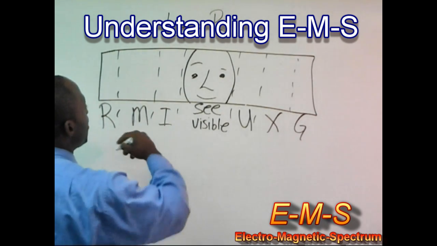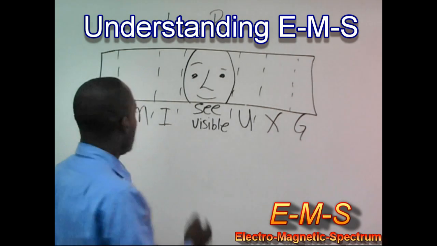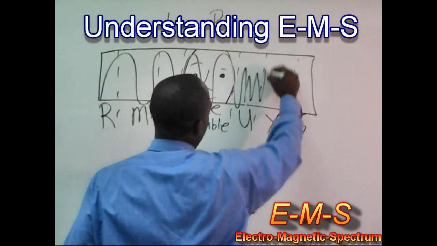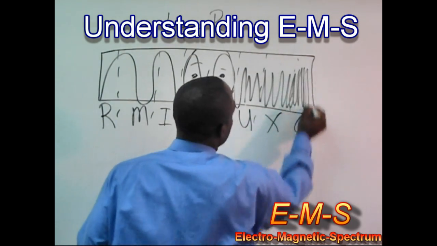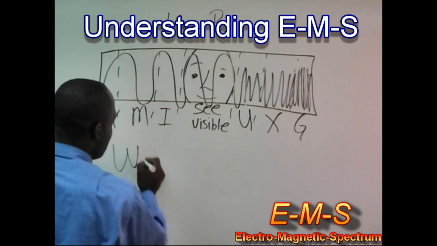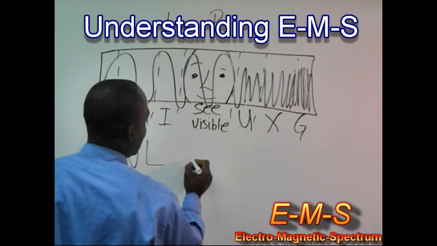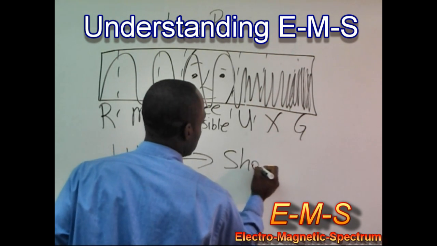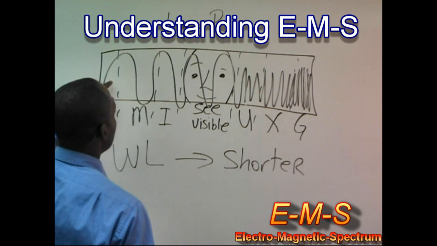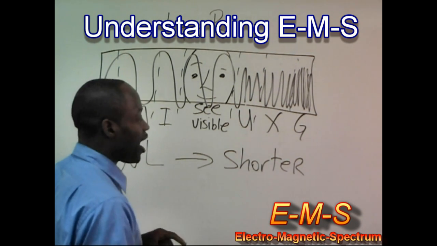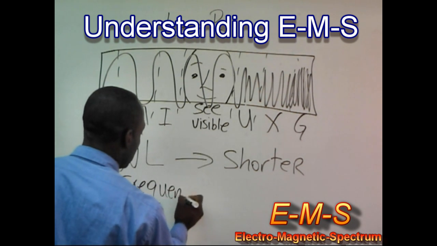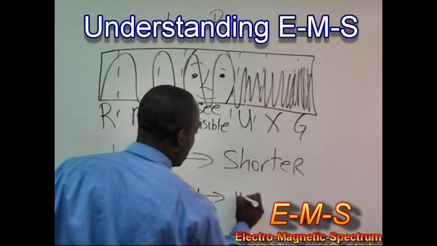So what I'm going to do now, I'm going to section them off by putting in my wave. So my wave is going to look something like that. What we're saying is from left to right, the wavelength gets shorter. Okay? And then one more thing happens. From left to right, my wavelength gets shorter, but my frequency increases. So I'm going to put F right here for frequency. Frequency increases.